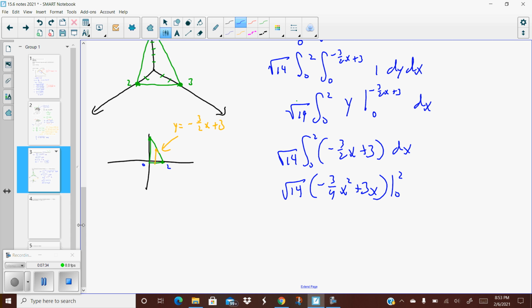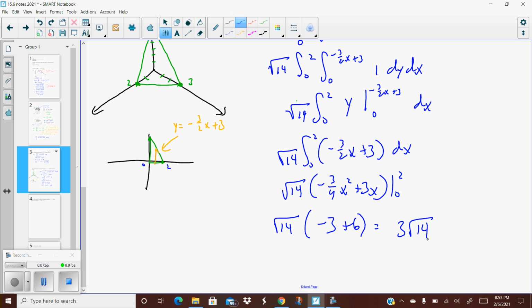Plugging in the 0 is going to end up giving us nothing, so we just have to plug in the 2. So we get the square root of 14 times, let's see, 2 squared times negative 3/4 is just going to be negative 3, plus 2 times 3, which is 6. So it looks like we're just going to get 3 root 14.